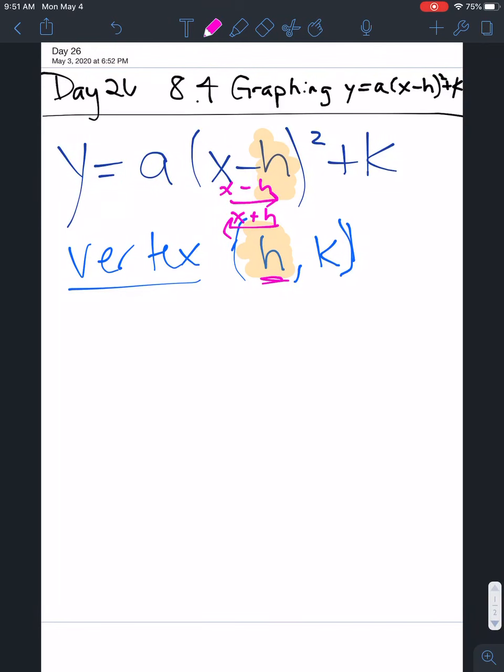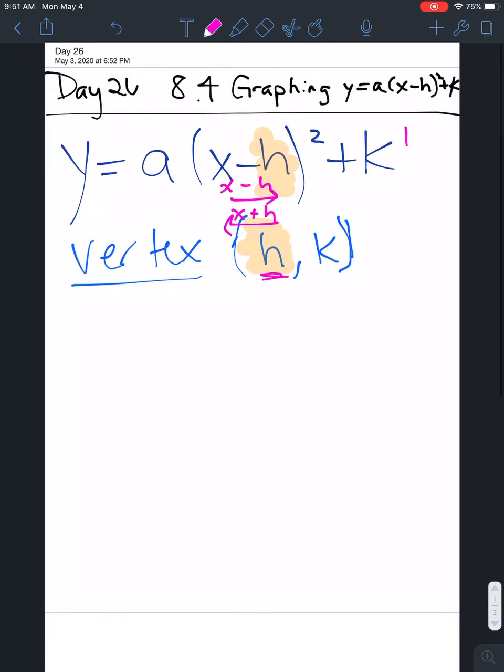Over here, k controls our vertical movement of the vertex. So if we had a plus k, that means it's going up by k units, and if we had a minus k, it's going down by k units. But the big thing to take away is that we have this vertex.